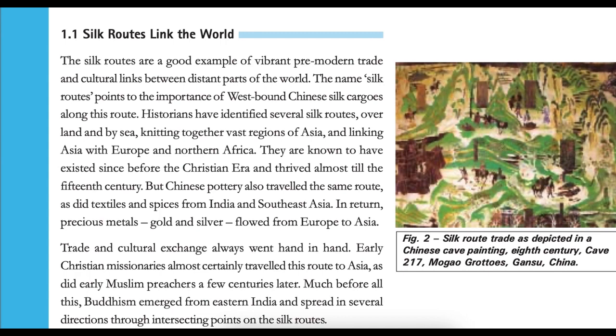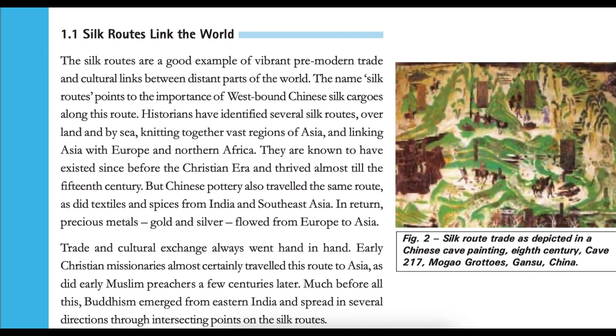Silk routes link the world. The silk routes are a good example of vibrant pre-modern trade and cultural links between distant parts of the world. The name silk routes points to the importance of westbound Chinese silk cargoes along this route. Historians have identified several silk routes over land and by sea, knitting together vast regions of Asia and linking Asia with Europe and northern Africa. They are known to have existed since before the Christian era and thrived almost till the 15th century.